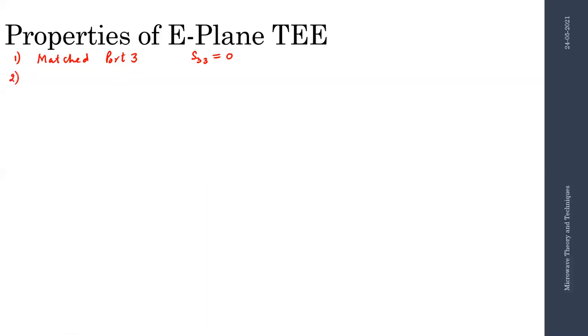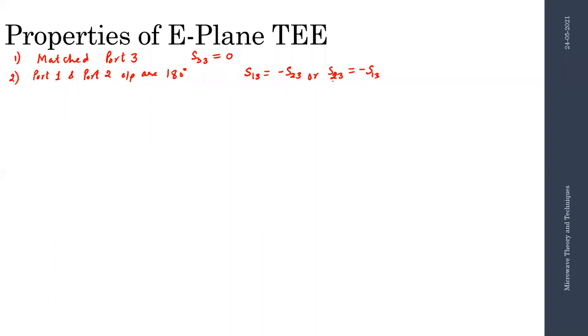Second property I am writing here: you know that port 1 and port 2 outputs have a 180 degree phase difference, right? So on that basis I can write the parameter S13 equal to minus S23. It doesn't mean that your S23 will always be minus. You can also say S23 equal to minus S13. It is the same thing. You only need to remember that these two parameters will always be opposite to each other.